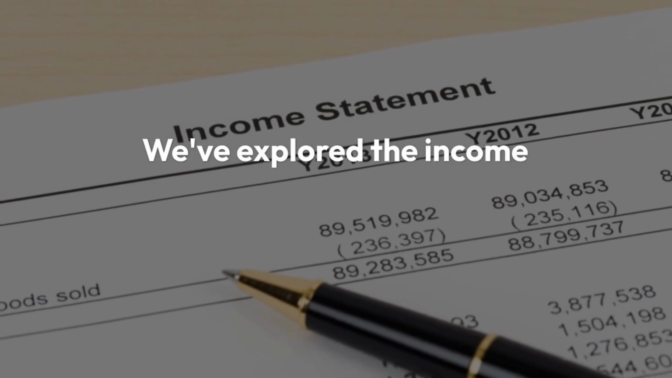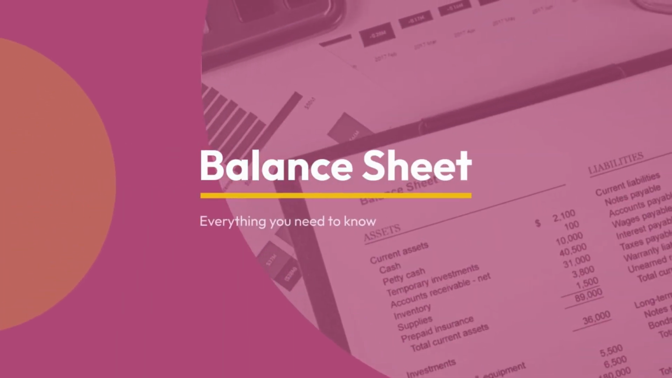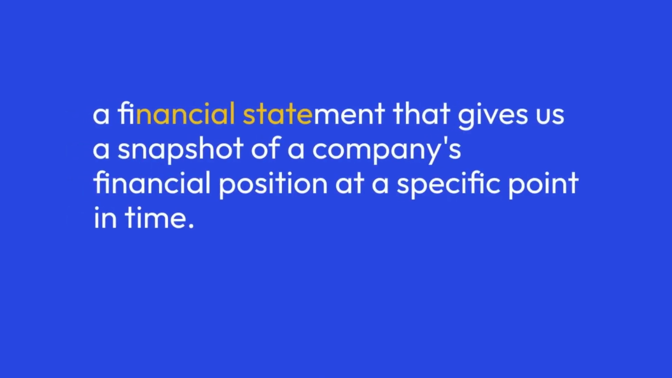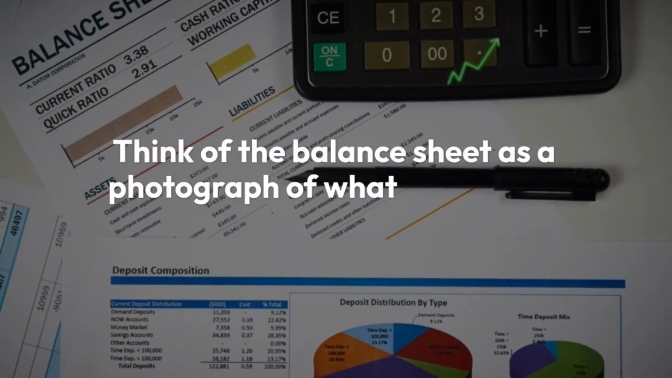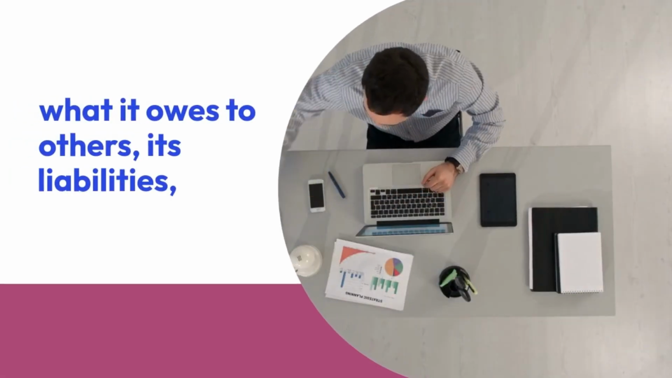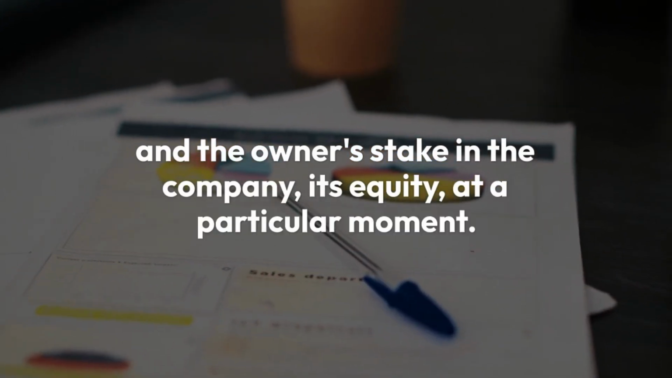We've explored the income statement, which shows performance over time. Today, we're diving into the balance sheet, a financial statement that gives us a snapshot of a company's financial position at a specific point in time. Think of the balance sheet as a photograph of what a company owns, its assets, what it owes to others, its liabilities, and the owner's stake in the company, its equity, at a particular moment.